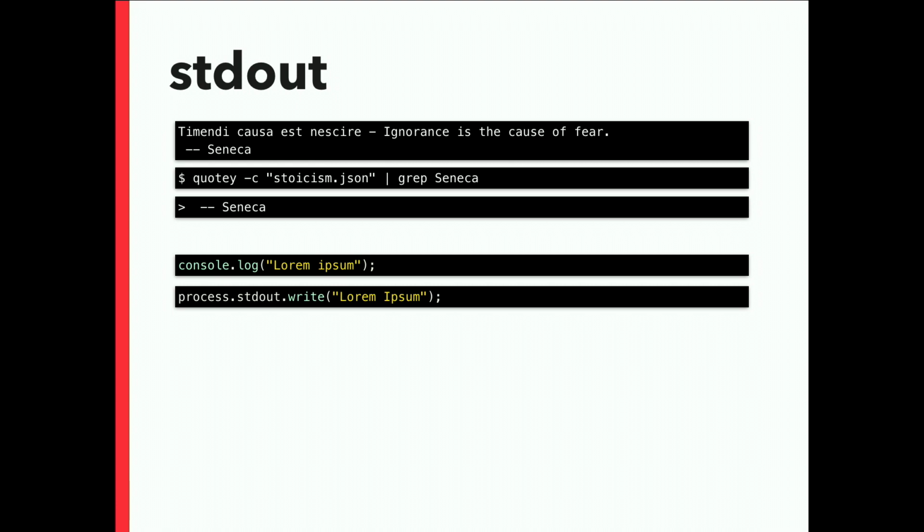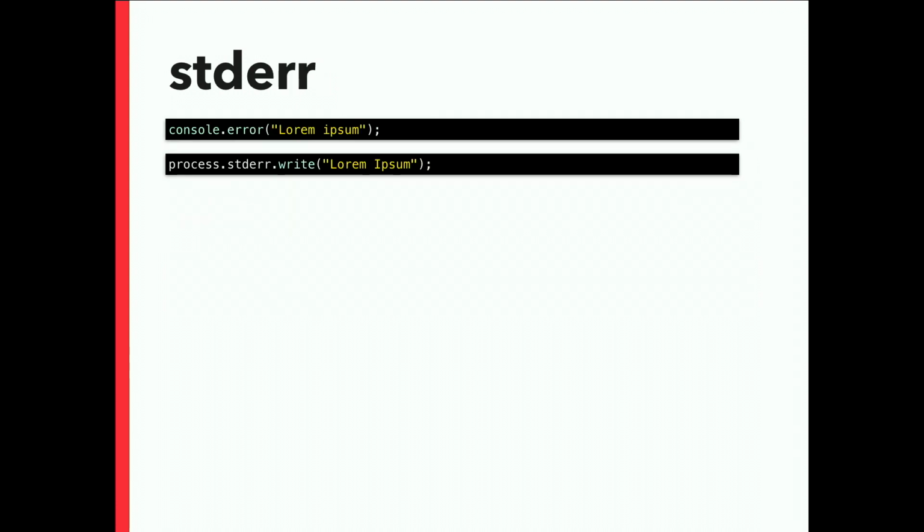So it's nice, we don't have to do anything else. Same goes with standard error, which is where we have some error or warning output from our CLI, or information about our long-running applications, and we can do this by doing console.error, which internally uses process.stderr.